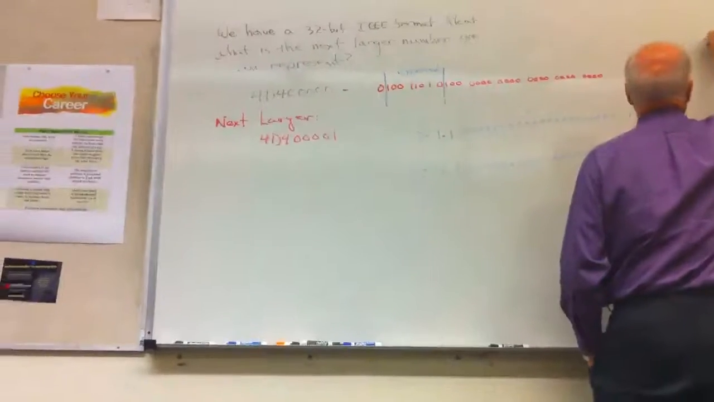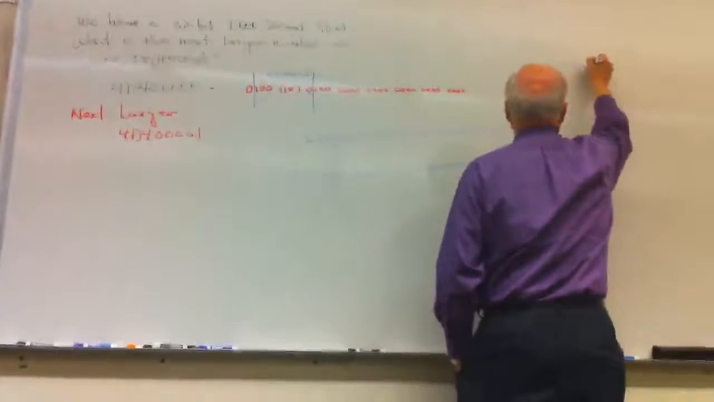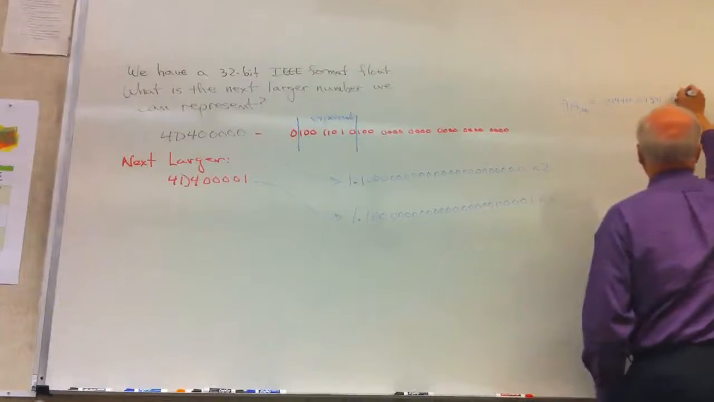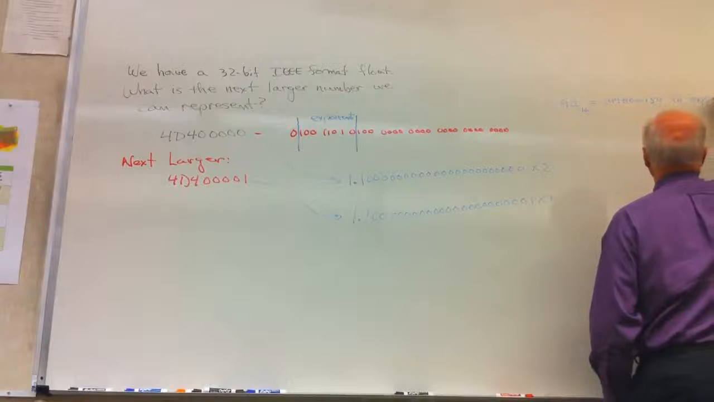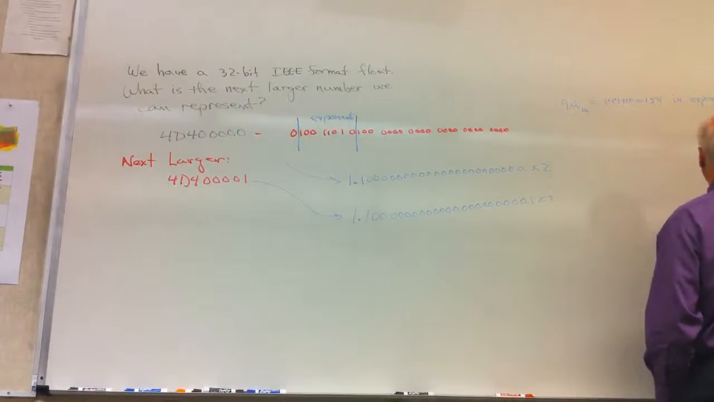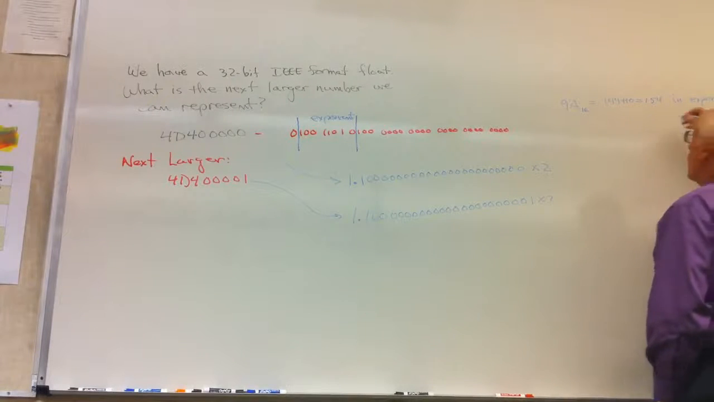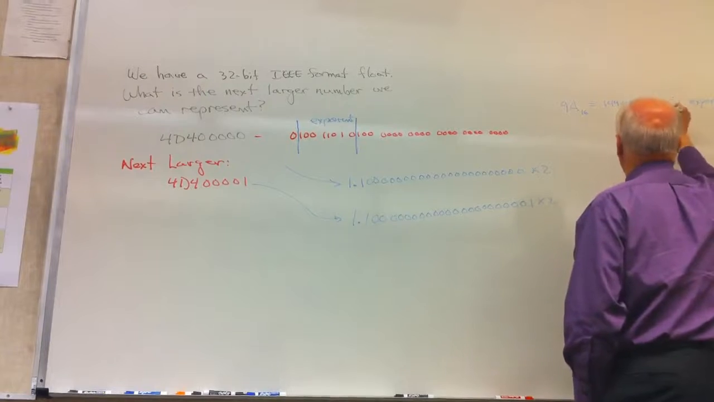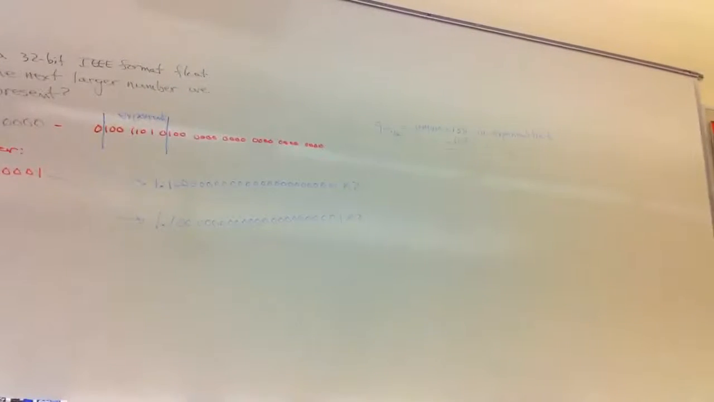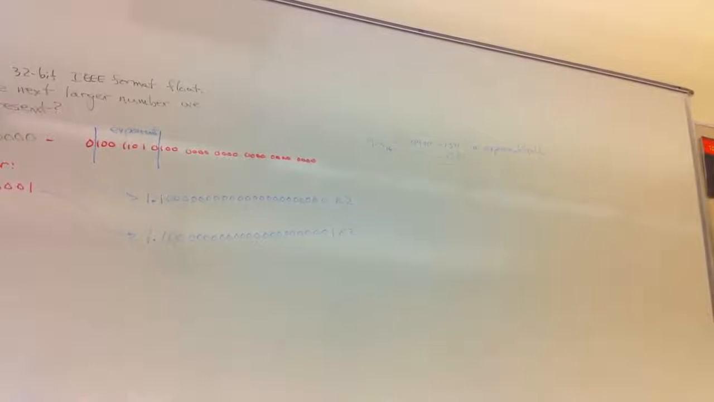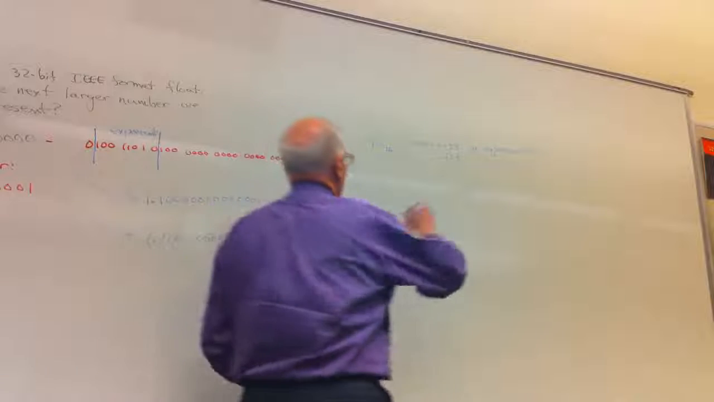Well, 9 times 16 is 144, plus 10 is 154. That's what's actually in the exponent field. But remember that what we're actually storing there is the exponent plus 127. So to get the exponent that we want in the number, we have to subtract that bias, it's called, 127.